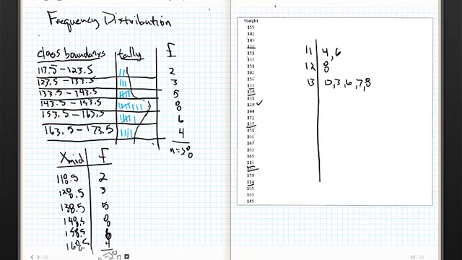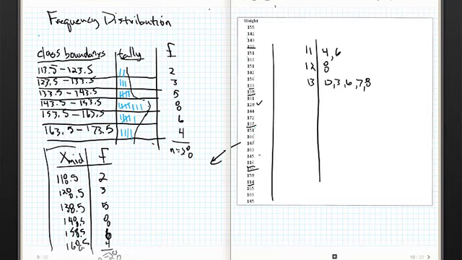The problem is, let's say that our information looked like this, and all that we had was the midpoints and the frequencies. I don't have the actual data. Remember, this data was spawned from this data over here. But let's say that I didn't have this data sitting in front of me. All I had was this frequency distribution, in absence of the data, and I have to find a mean.